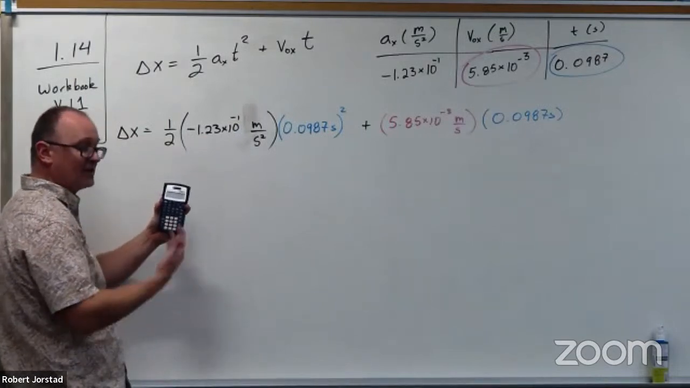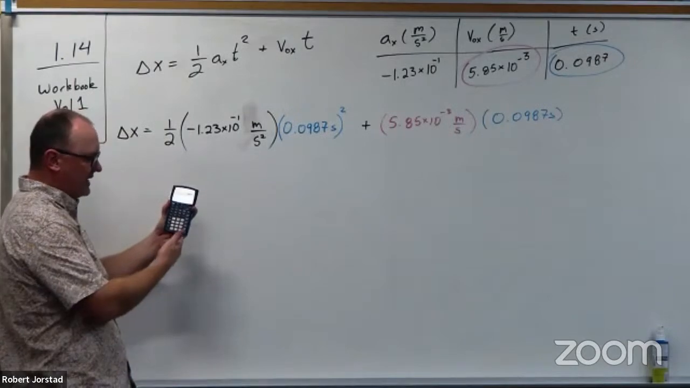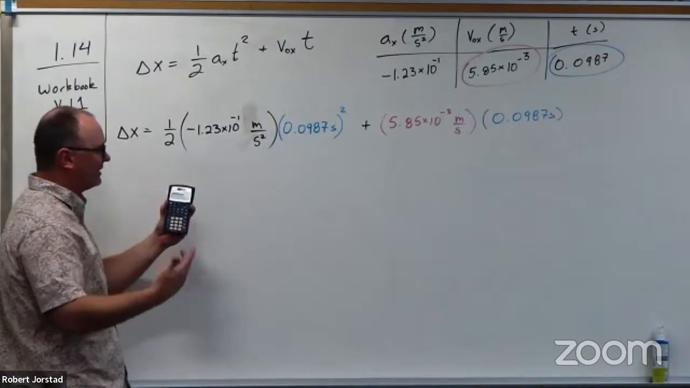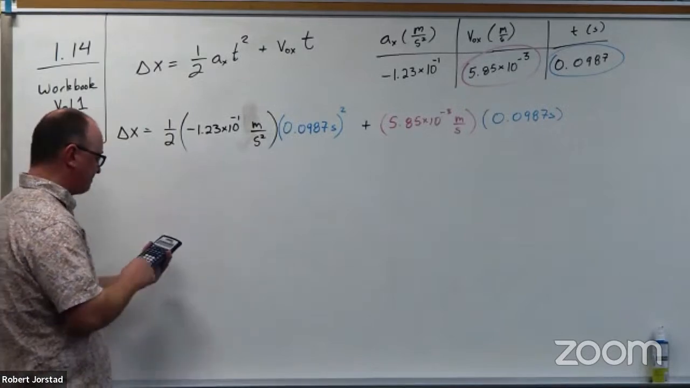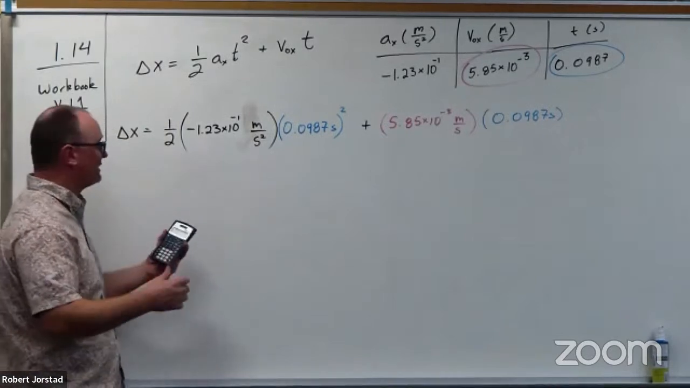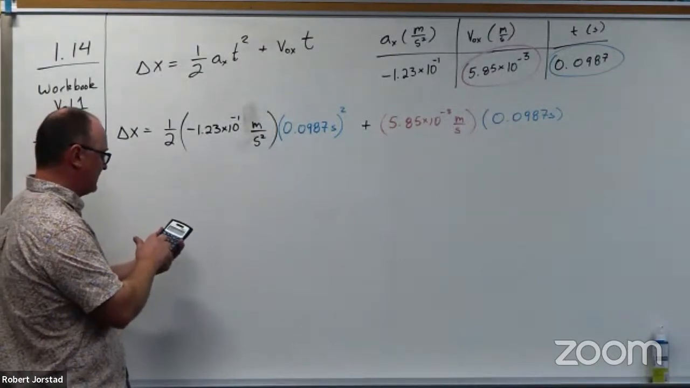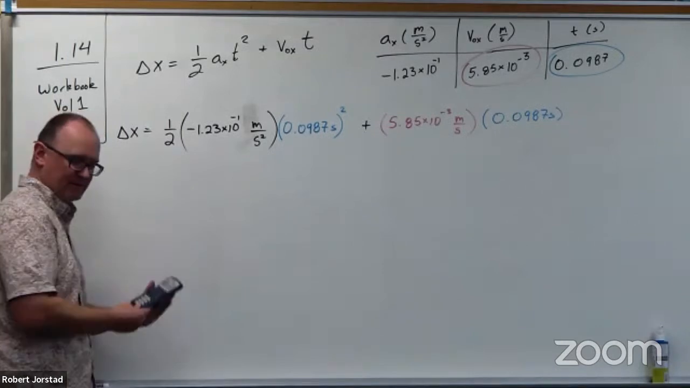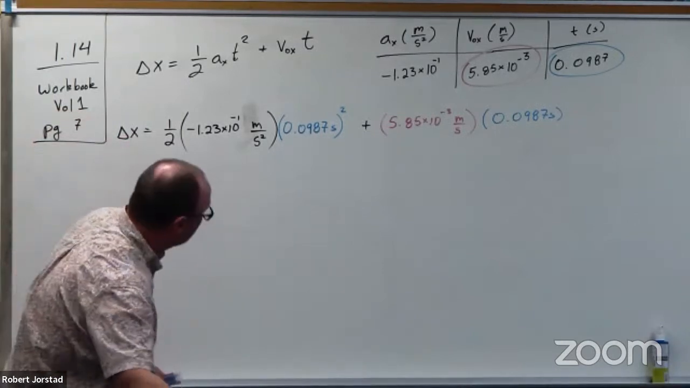Okay, it's important to learn how to use your calculator. Take the time to follow through and make sure you know how to use the negative button versus the minus sign. Okay, make sure you know how to use the EE button. All right. If you don't, talk to me in office hours. Okay, times 0.0987 squared. I'm just going to write down this first term so I don't screw it up.